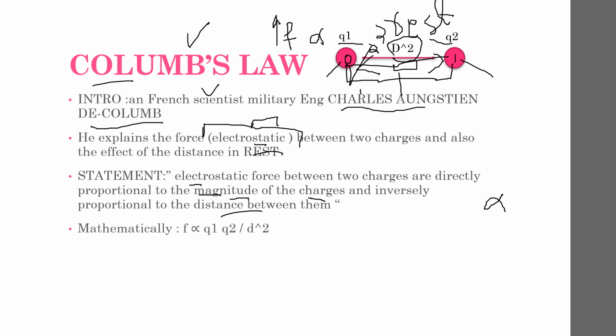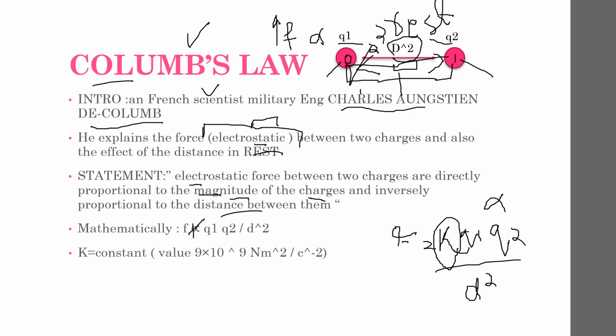So mathematically he represents it as the force F is equal to K Q1 Q2, where K is the constant, and Q1 and Q2 are the numbers or units given to charge 1 and charge 2, divided by the square of the distance, since the force is inversely proportional to it. When we remove the proportionality sign, we know that a constant is needed, so here I have directly written the constant K.